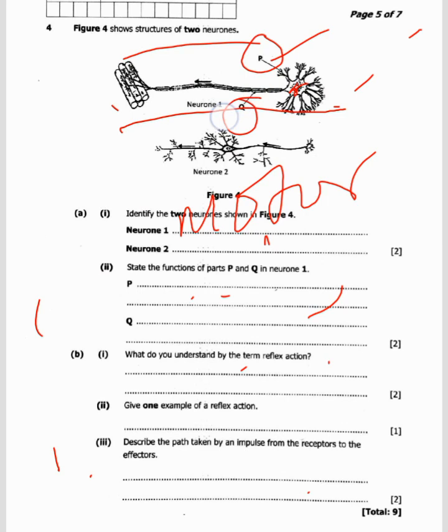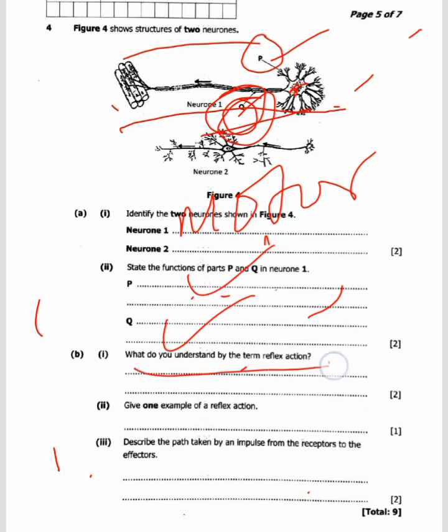Then when we go to Q, Q is called the myelin sheath. The myelin sheath is responsible for providing electrical insulation and helping in the conduction of the impulse. That is its function. So that is about these two.